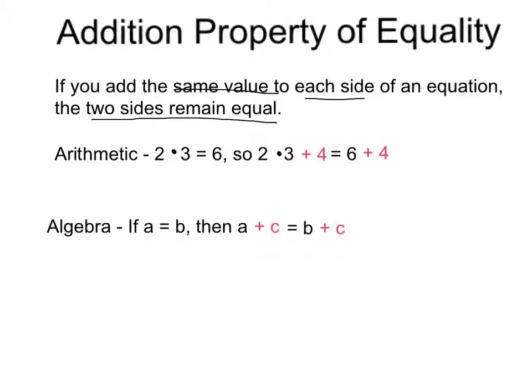So again, if we have 2 times 3 equals 6, that means 2 times 3 plus 4 is still equal to 6 plus 4 because the plus 4s are happening to both sides. In algebra, it would look like if A equals B, then A plus C and B plus C are still going to be equal because you're doing the same thing to both sides.